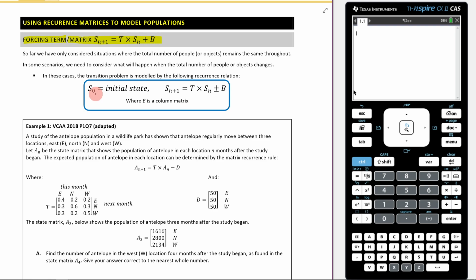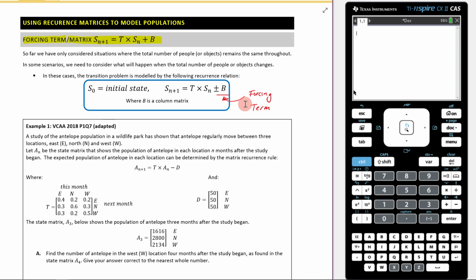So if we look here at our formal definition, we know that S subscript 0 is our initial state. And then S of n plus 1 is equal to our transition matrix multiplied by S of n. That's all very familiar. What is new is this b here. And this b is what we call the forcing term. Forcing term. Now, what is this forcing term?